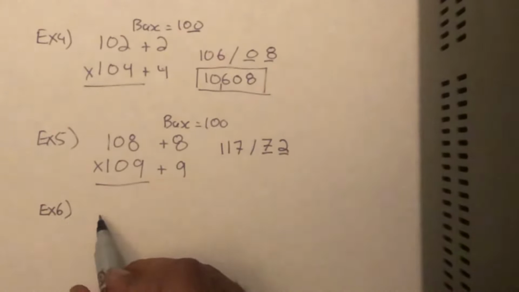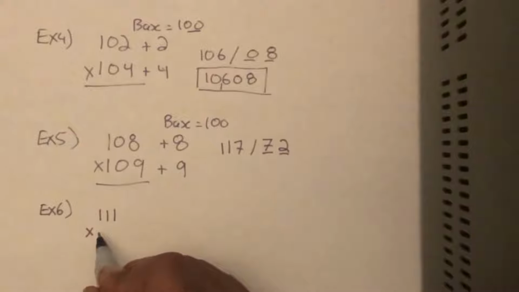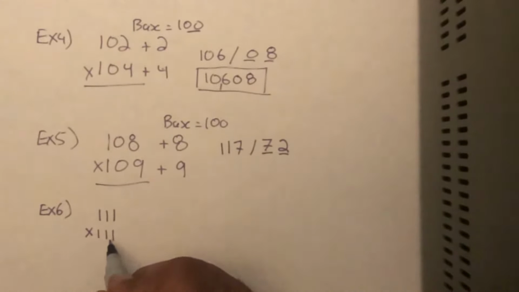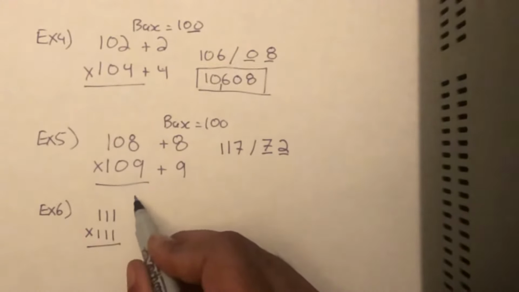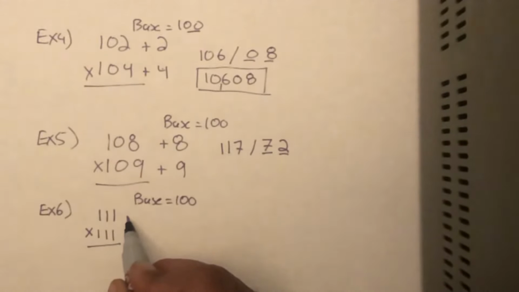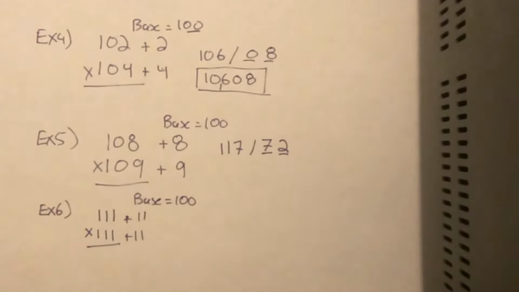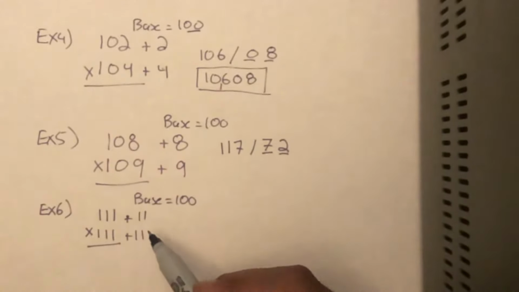This one's going to have a carry. Let's do 111 times 111. So base is 100. This has a surplus of 11, this has a surplus of 11. We can cross add either way, but I want to remind you there's 4 ways to get the first part of my answer. I think this way is actually easier.